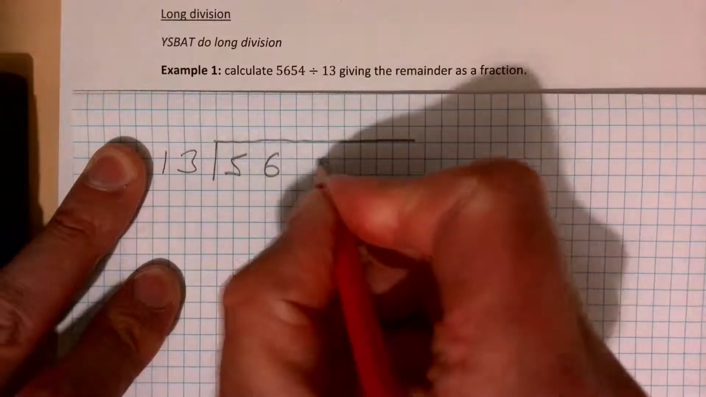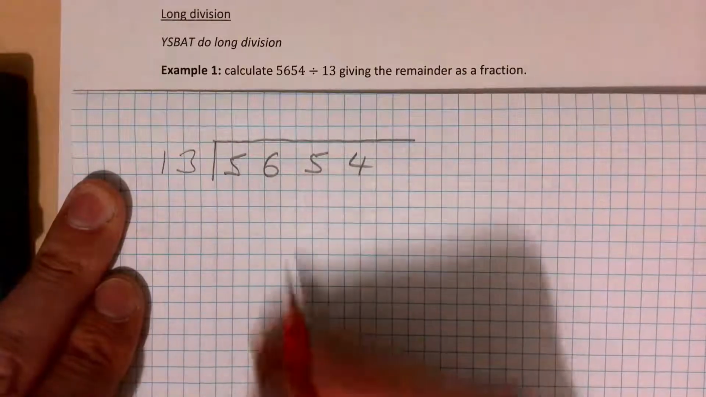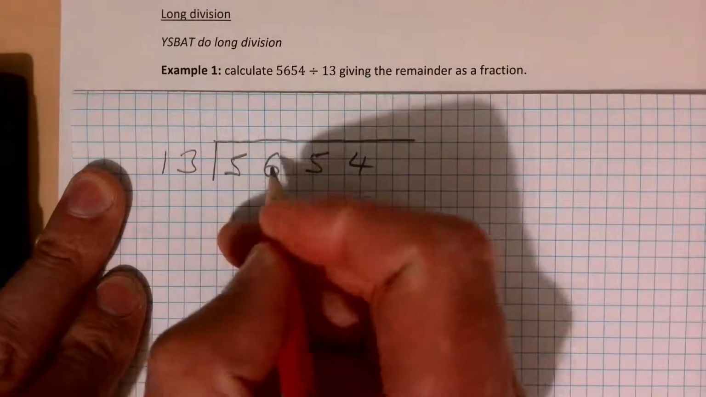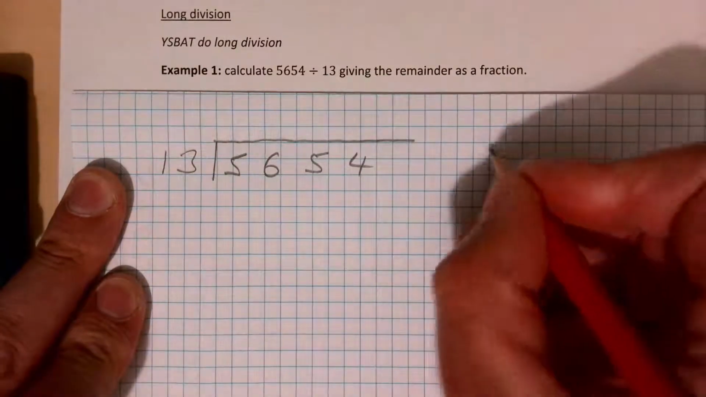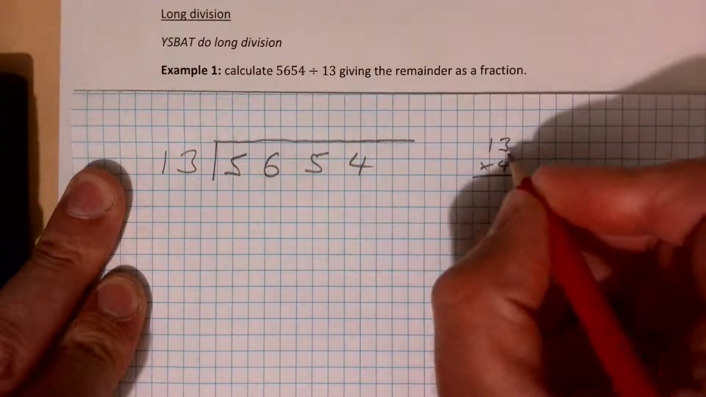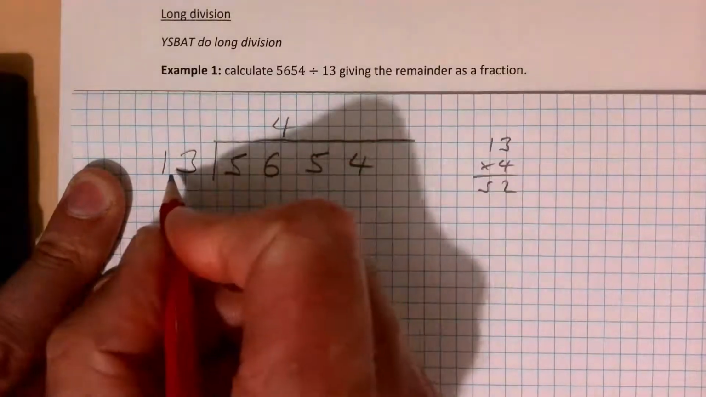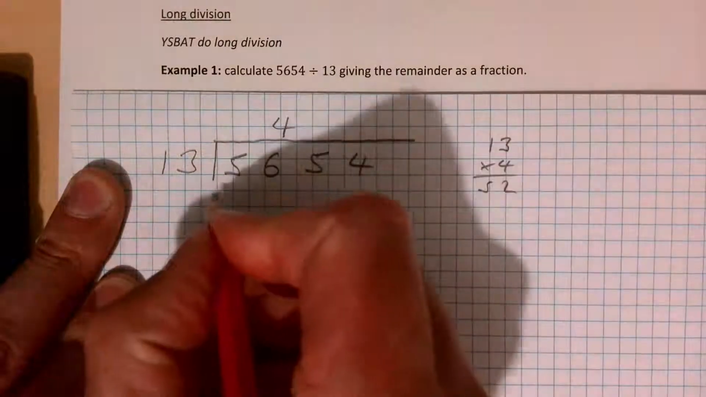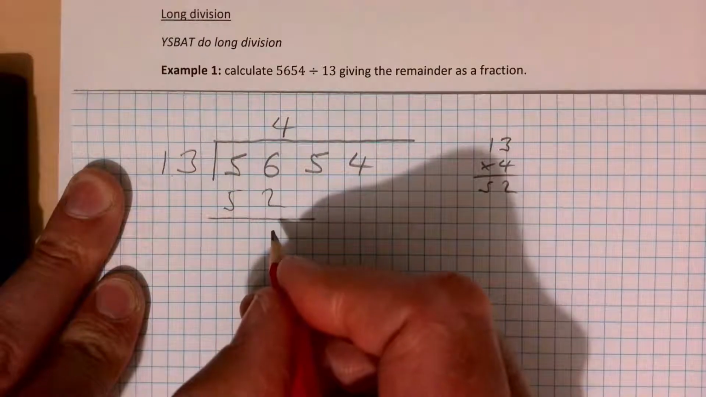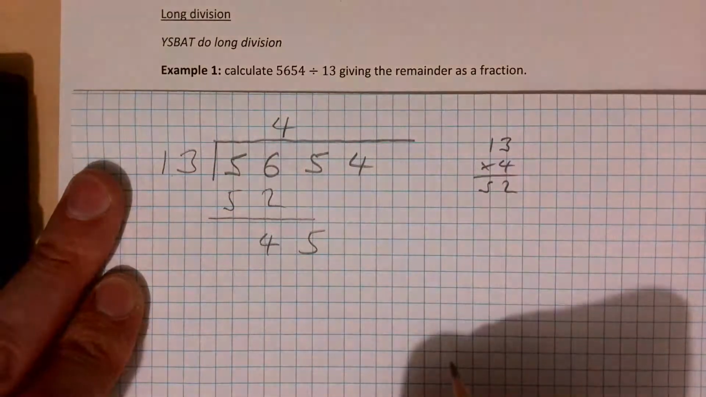5, 6, 5, 4. So we'll do it the long, drop down method and see how we get on here. So 13 into 5 doesn't go. 13 into 56 is going to go, my guess would be 4 times. I actually know the answer to this, but let's pretend we don't. So we're going to try 13 times 4, and we end up then with 52. So it does go 4 times. We're going to subtract that and then bring down the 5.